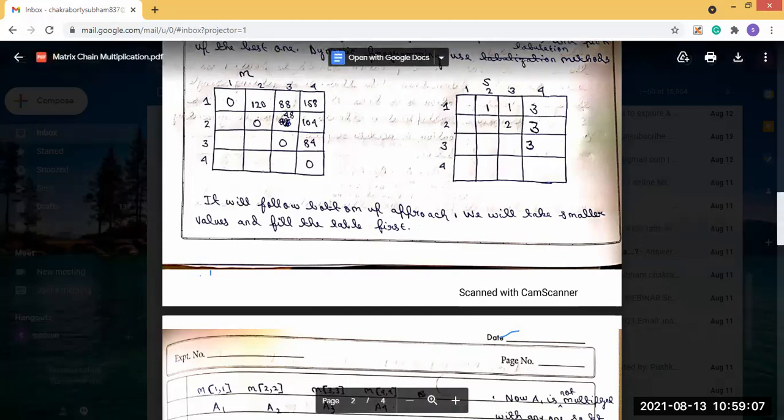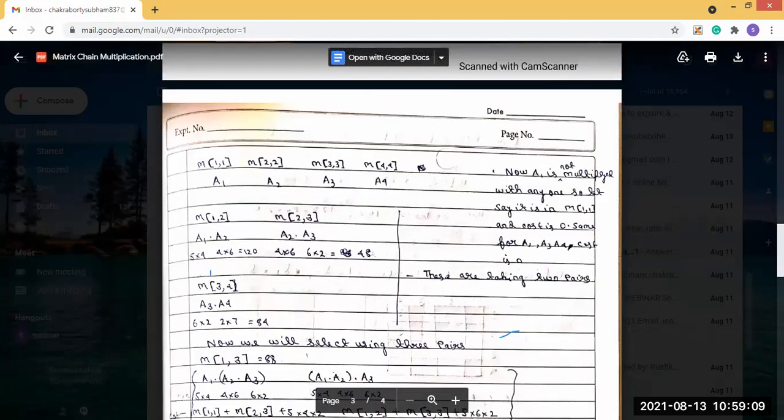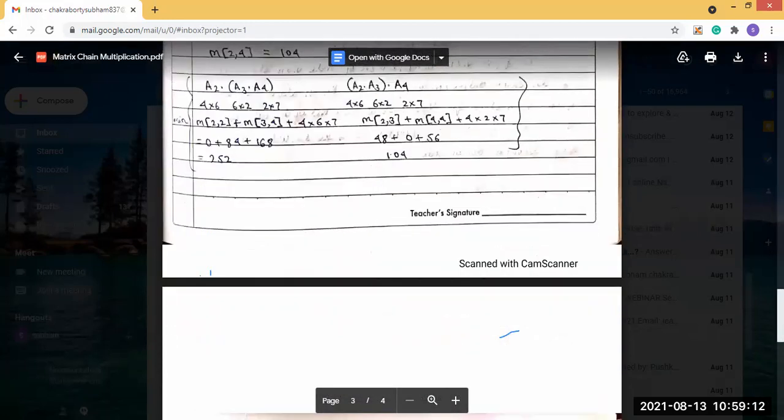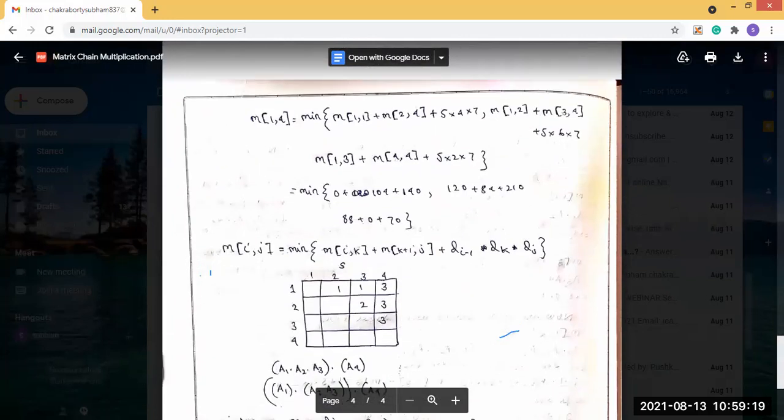Okay, so this is all about matrix chain multiplication. How we can solve matrix chain multiplication, I have shown step by step. The main thing we have done by derivation, this is the general formula: M[i, j] is the minimum of M[i, k] + M[k+1, j].